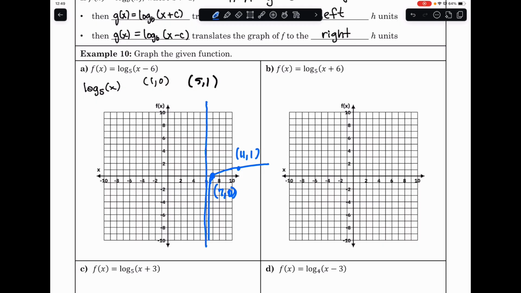So now, if it's plus 6, that's simply going to move this entire graph 6 units to the left. So moving the horizontal asymptote 6 units from 0, we'll move it here to negative 6. Moving the x-intercept from 1 to 6 units to the left, we'll move it to negative 5. And moving the coordinate 5, 1, 6 units to the left, we'll move it to negative 1, 1.